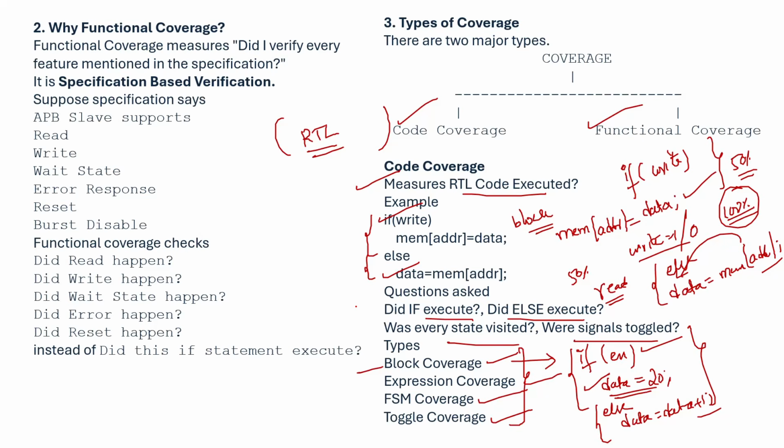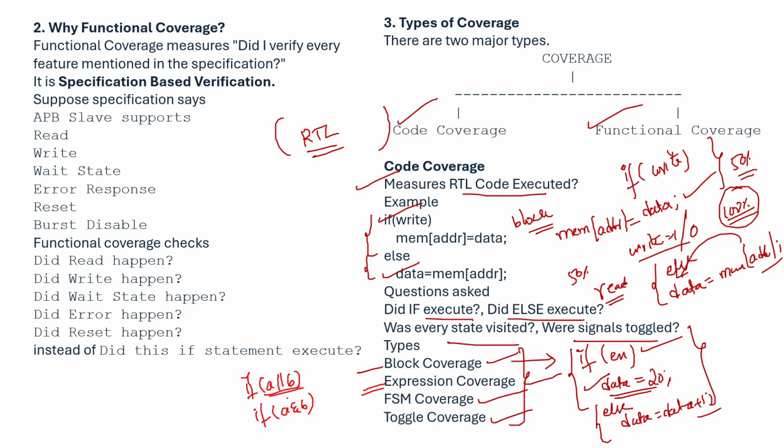And then expression coverage. What is that expression coverage? Expression means we are writing some conditions like if a or b, or if a and b. So expression means logical expressions or conditional expressions, all these things. Here, how many combinations are verified?